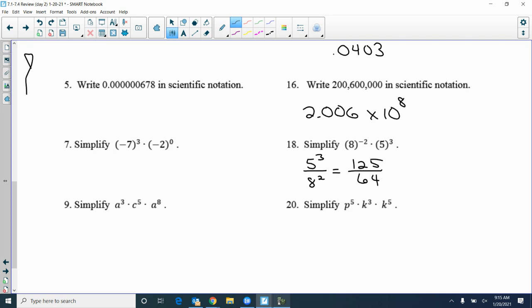I got 13. How'd you get 13? Because I added 8 and 5, and then added 2 and negative 2 and 3. You can't do that. You can only do that if they have the same base. So if this was 8 to the negative second times 8 to the third, then you could say that's 8 to the first power. See what you did. You can't do it when they're different bases. Okay, Josh, how about 20? P to the 5, K to the 8th power. So that would be correct.